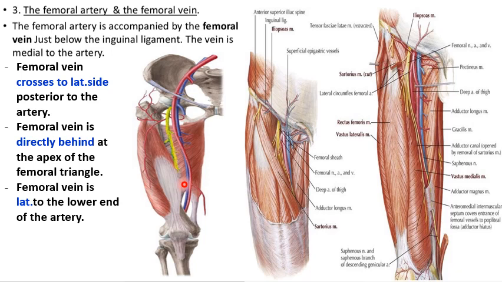Is that clear? So here in the femoral triangle, the femoral vein is medial to the femoral artery, and in the adductor canal, the femoral vein is lateral to the femoral artery. And at the apex of the femoral triangle, the femoral vein is directly behind the femoral artery. Is that clear? So this is the femoral artery, and medial to that is the femoral vein, and this is the femoral nerve.